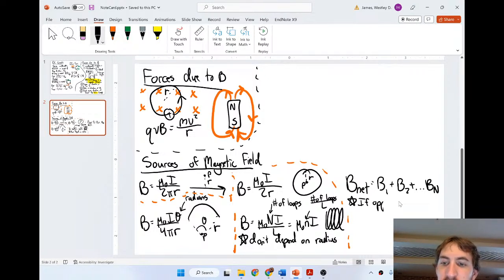So, add them up. If opposite directions, subtract. I'm going to put that here, but we should hopefully know that. For example, if one is into the page and one is out of the page, you have to define one of them as negative and one as positive. I don't care which. Call out of the page positive and into the page negative, if you really want. Into the page we'll say is negative, out of the page positive. If opposite directions, subtract. Classic vector math.